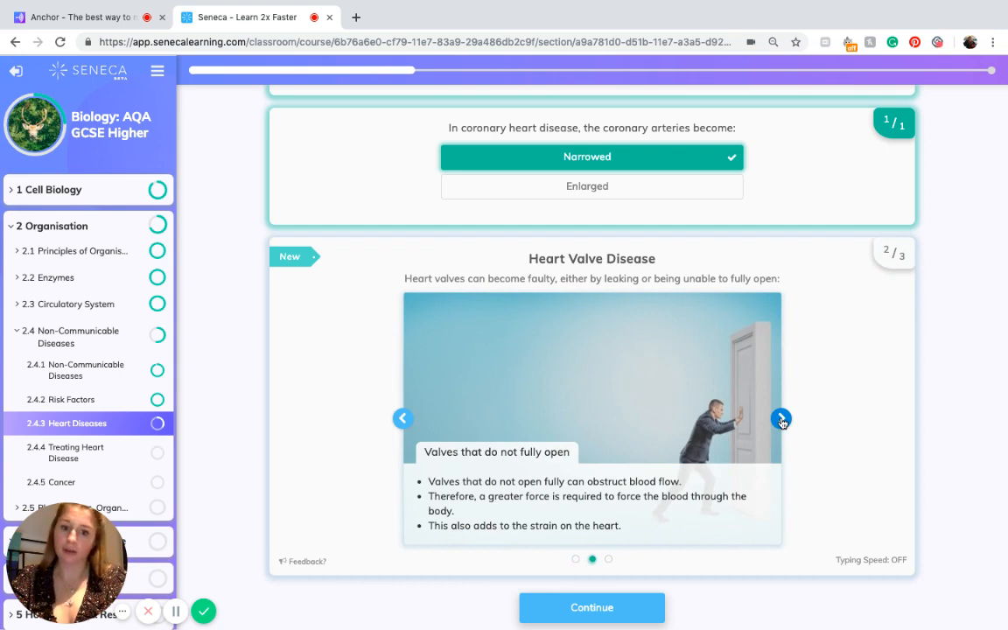Valves that do not fully open is another form of heart disease, and that can obstruct the blood flow. Therefore, a greater force is required to force the blood through the body. This also adds to the strain on the heart.